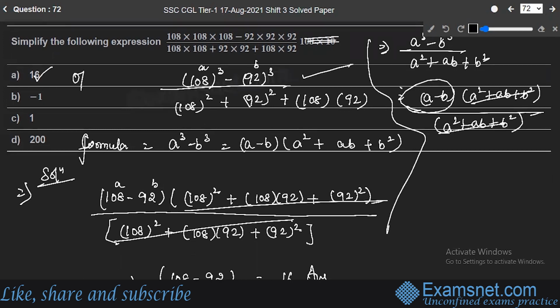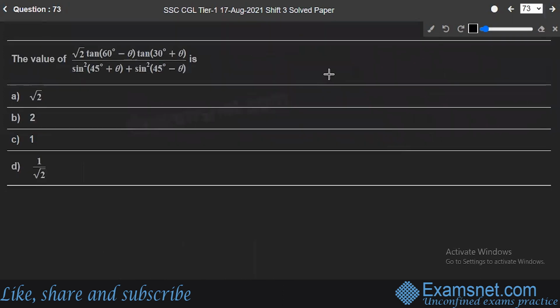So this option A is the correct answer to our question. I hope you're clear. Let's move to the next question, number 73. Again, a trigonometry question. So, a number of questions are there from trigonometry. Be well prepared with it.